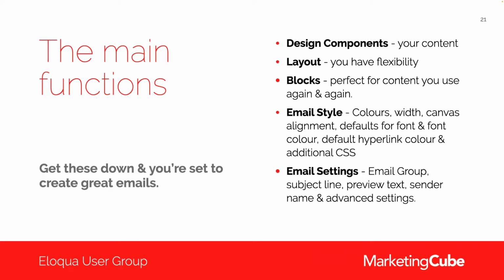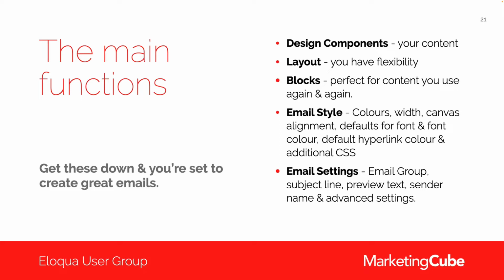Then we have blocks. So blocks is another really important part of the platform because blocks enable you to produce content that you're going to use again and again. Now, think of it from a branding point of view. As you know today, if you're in Eloqua and you drag a button into the platform, it's the standard Eloqua blue button, and I think it's set to 12-point text. Okay. Probably not on brand for you.